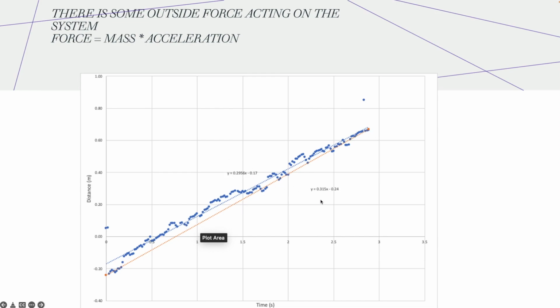Our velocity for our prediction was 0.315 meters per second, but what we ended up with was 0.2956, meaning that we started with something close to 0.315 and we ended with something less, so we have a smaller slope, meaning a lower velocity, and you can see here that our prediction had a higher velocity than our observed.